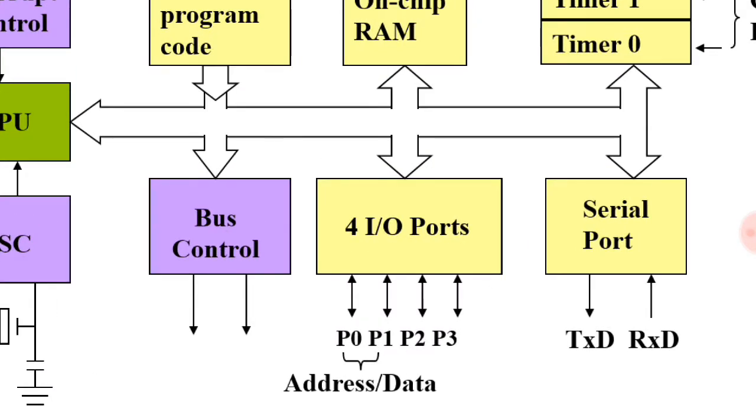Next, port 2. The concept is the same as the previous ports. Port 2 must be used along with port 0 to provide a 16-bit address to external memory. Let us discuss in detail. 8051 supports 64 kilobytes of external memory. We need 16 lines to connect to the external memory. So P0 provides the lower 8 lines and P2 provides the higher 8 lines. By these they are able to access a 16-bit address of external memory.